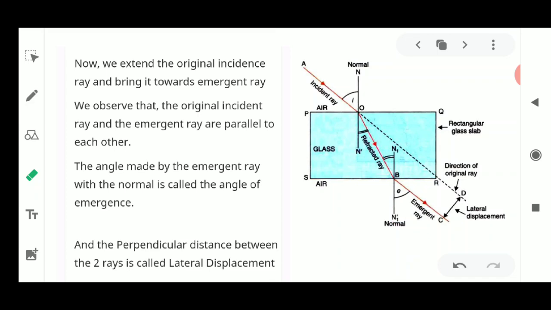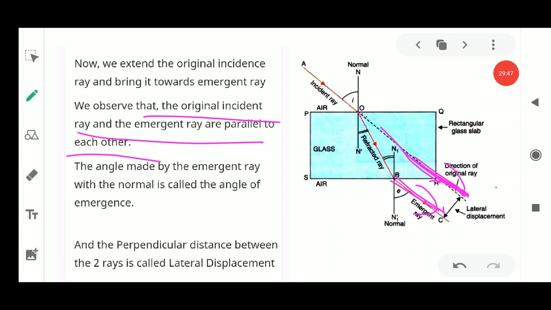So what we need to do is extend the incident ray. So this is going to be parallel to this emergent ray which is moving out. We observe that the original incident ray and the emergent ray are parallel to each other. Next, the angle which is made between the emergent ray and the normal is known as the angle of emergence. Angle E is the angle of emergence, which is made by the emergent ray and the normal.